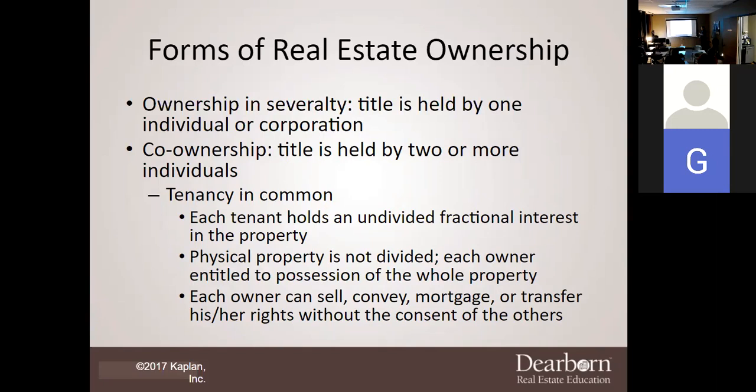Now, co-ownership is going to be tenancy in common. And tenancy in common is where each tenant has a fractional interest in the property, okay? Each one has a fraction of the ownership of the property. Now understand, physical property is not divided and each owner is entitled to possession of the whole property. And each owner can sell, convey, mortgage, or transfer his or her rights without the consent of the others. So in this situation, Keith, Garrett, and Mr. Eugene, we have three people here that own a business together, and they own a lot or a building together, and they have tenancy in common. They all own a one-third fractional interest.